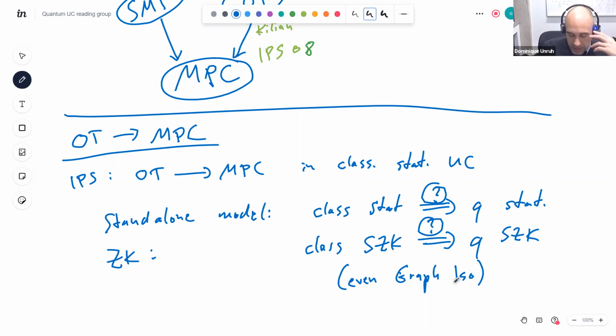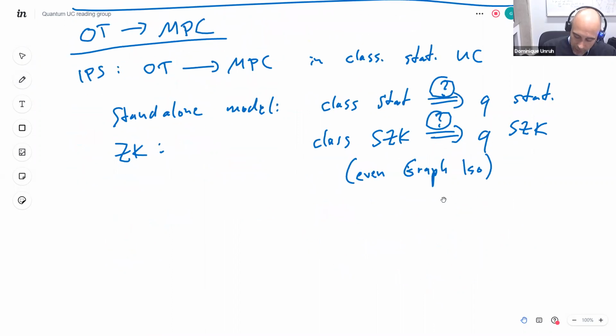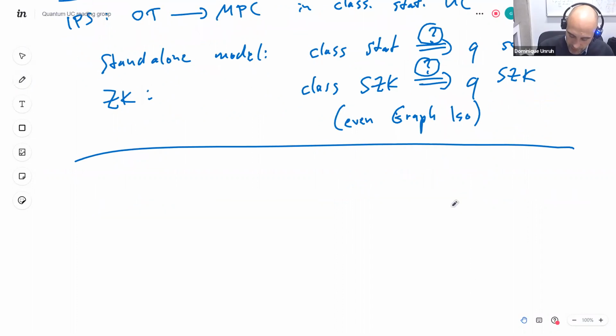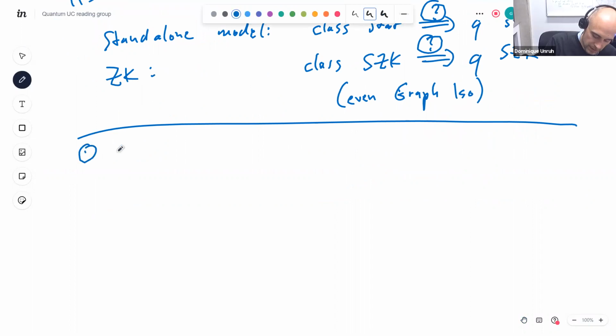So this shows that we should not take for granted that a classical protocol with a classical proof is secure in the quantum setting. However, in the UC case, it turns out that everything works fine. And it's surprisingly simple. So I will show you now what I call the quantum lifting theorem.